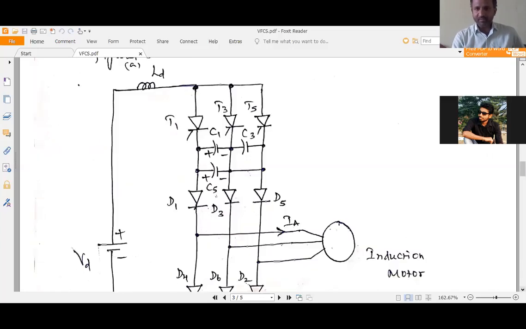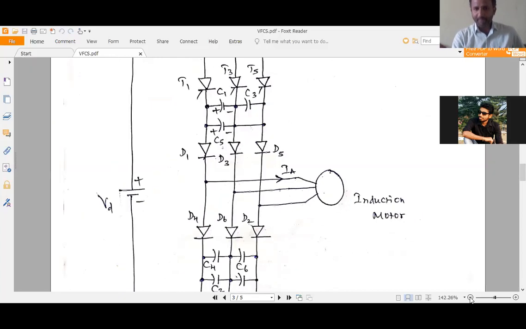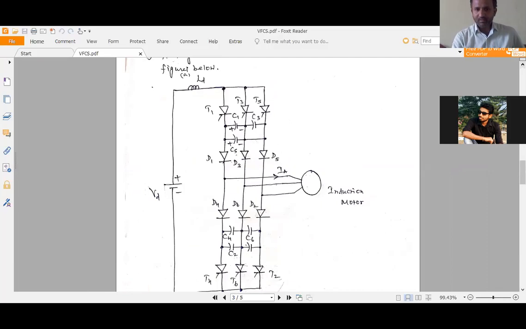This is the circuit setup that we are going to use to obtain the current source. By using thyristors, diodes and capacitors, we can obtain the current source from the inverter. So this is the current source inverter. By using all these devices, we can construct it.